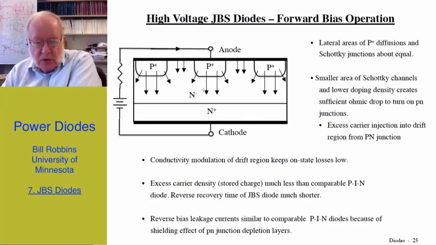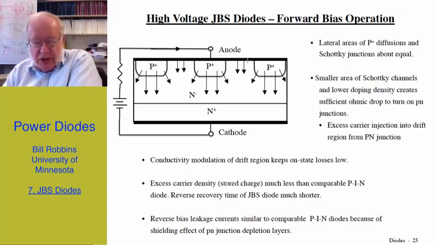Because of the smaller stored charge, the reverse recovery time of the JBS diode is going to be significantly faster than the standard PIN diode. The reverse bias leakage currents are going to be similar to a PIN diode because of the shielding effect of the depletion region of the PN junctions. The smaller area of the Schottky channels and the lower doping density creates that sufficient drop to turn on those PN junctions, and thus we'll get, as I've already indicated, the excess carrier injection into the drift region from the PN junction.